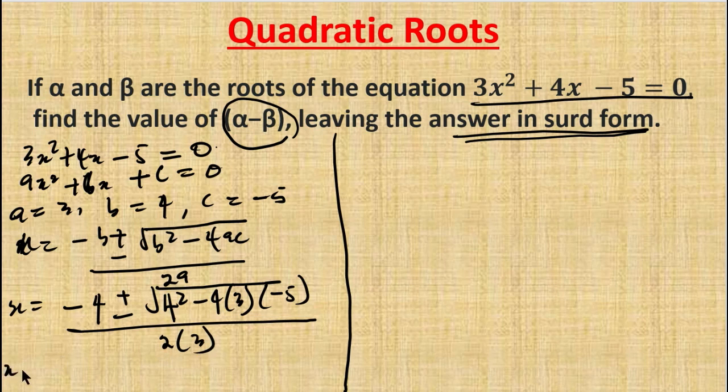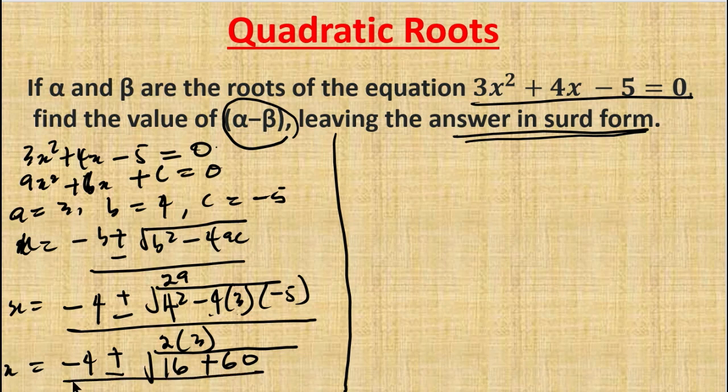So that x will be the same thing as minus 4 plus or minus square root of 4 squared, which is 16, and minus 4 times 3, that's minus 12, times minus 5, that's minus 60, or plus 60. Minus times minus becomes plus, all over 2a, that's 6. So I can rewrite this simply as x equals minus 4 plus or minus square root of 16 plus 60, that's 76, all over 6.